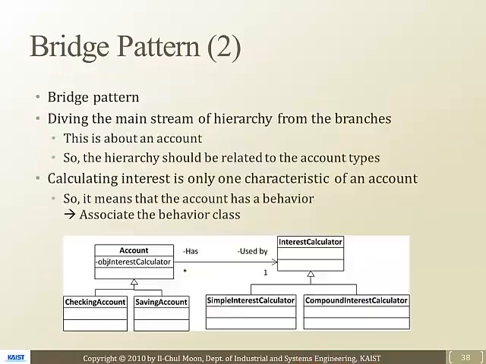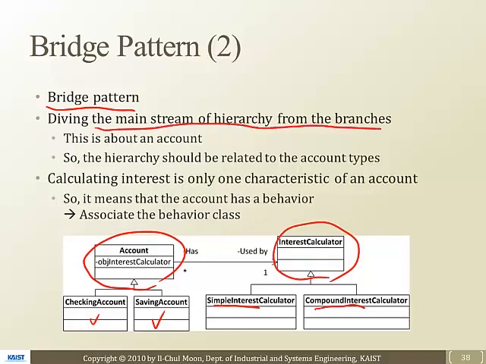And then, of course, you can simplify this. How about that? You can use the bridge pattern. So you have this account superclass, and account superclass has checking account, saving account. At the end of the day, what separates the categorization of the account is checking account and saving account. And the simple interest and compound interest are just interest types. And the interest types can be calculated by using the interest calculator, right? So dividing the mainstream of the hierarchy from the branch.